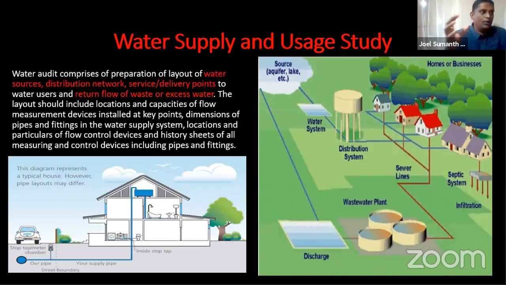And then, what are the different service and delivery points? If you're in a house, a tap is a service point or delivery point. Your shower is a service point or a delivery point. Your garden pipe is a service point or a delivery point. But if you take a larger network like a city, where water comes from a reservoir, each individual household becomes a service point or a delivery point. Each consumption point is called a service point or a delivery point.